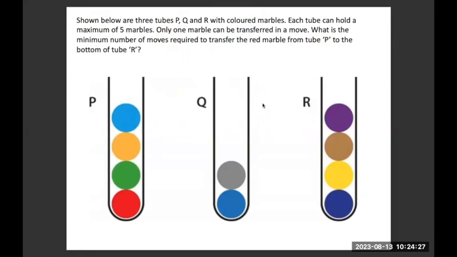Okay. This is a question. This was a doubt question which was given. There are certain marbles which are kept. You're given 3 test tubes and each test tube can hold at most 5 marbles.